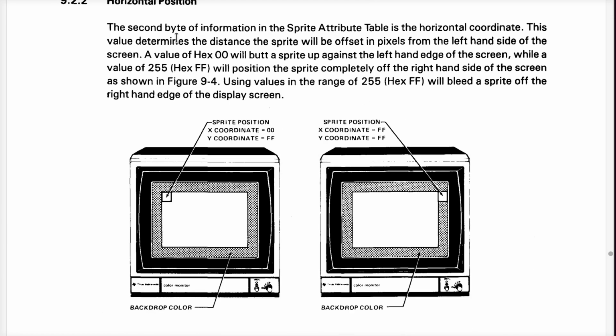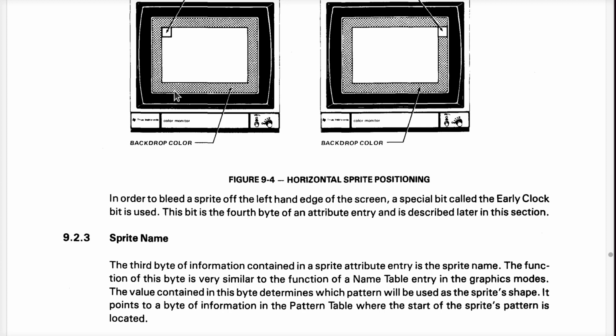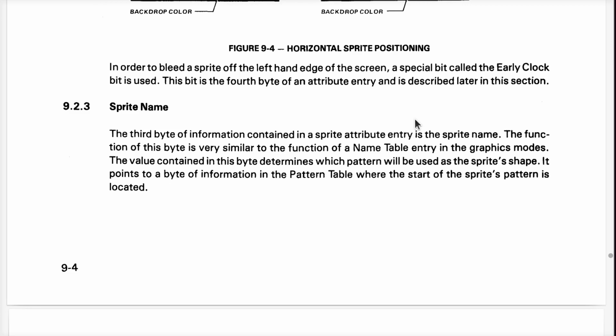Here's a section where they talk about the same thing with the horizontal. If you make it really big, it goes over here. And the 0 is on the left. If you want it to go further, you use that early clock bit. And they point out the fact that the name of the sprite is the number of the sprite to get the picture out of the sprite pattern table.